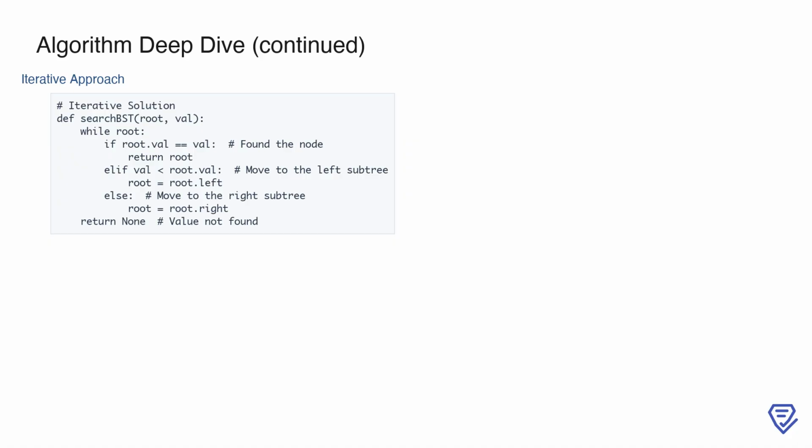With both the recursive and iterative methods, the algorithm efficiently leverages the BST property, ensuring that the search is performed in optimal time. These implementations provide a clear and structured way to solve the problem of searching in a binary search tree, balancing simplicity and efficiency.